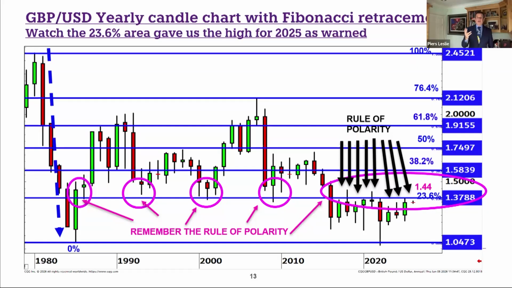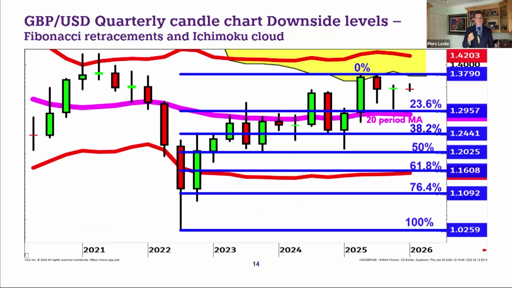So let's go to the next slide. And hopefully this will show you why it stopped on the downside. So this is the rally up since 2022 in sterling dollar. And it's quite simple. You just stick the retracements on. And the last candle with the big spike on the bottom on it, that's the last quarter of last year. This is a quarterly chart. And you can see what was there.